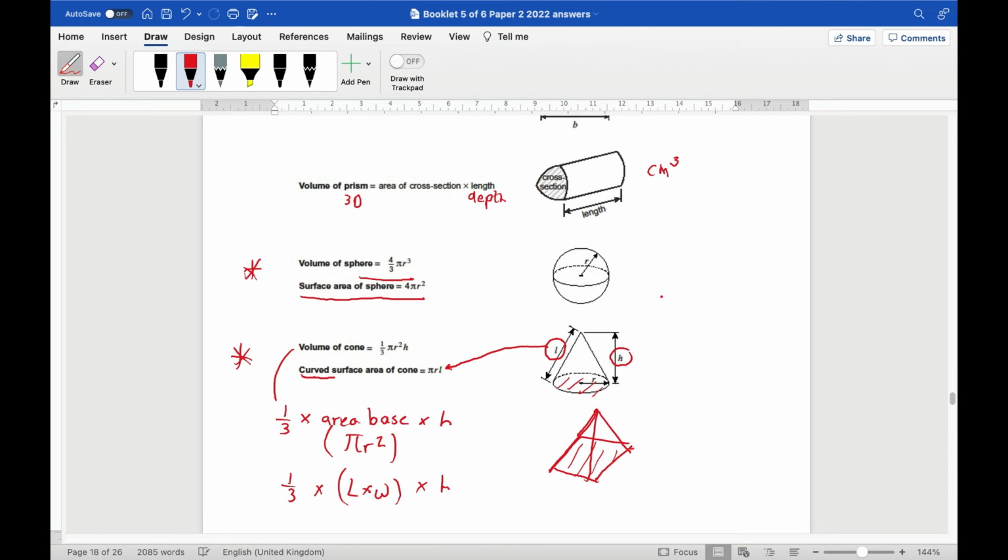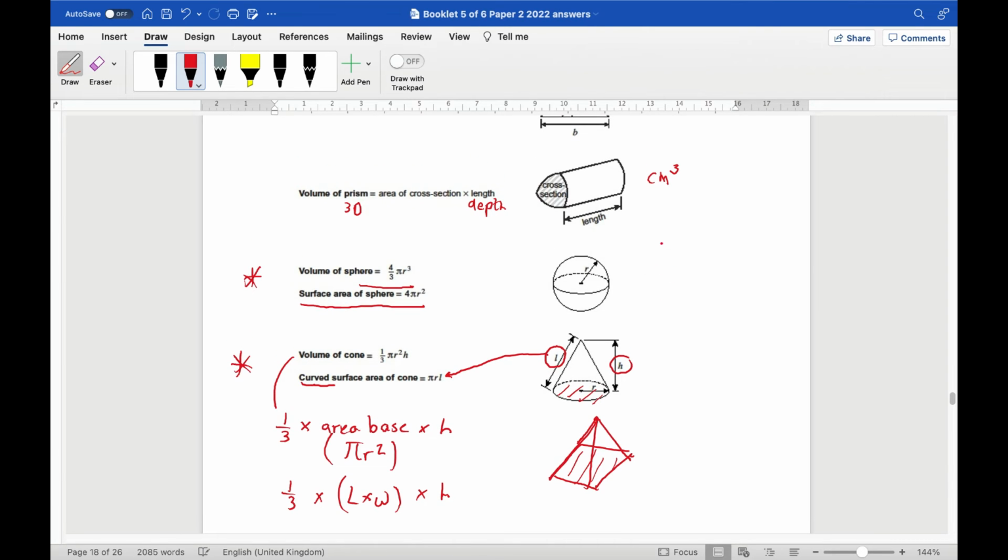Other things I just want to mention here are conversion of units. Make sure that all your units are the same on the shape. They're all centimetres or all metres or whatever. And a couple of conversions for you at the end. If it asks you to convert your centimetres cubed answer into litres, 1 centimetre cubed is a millilitre. So that is dividing by 1,000, right?